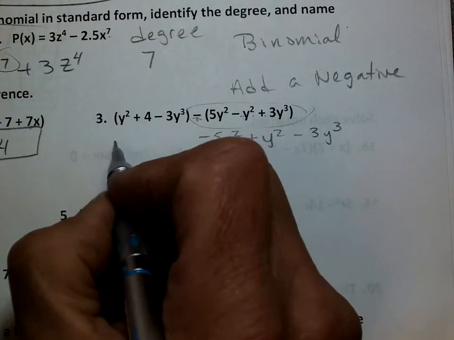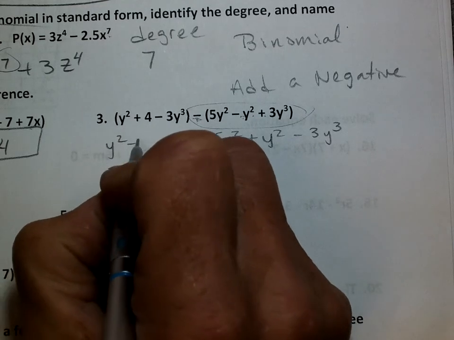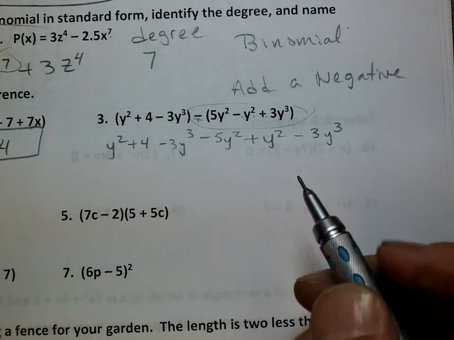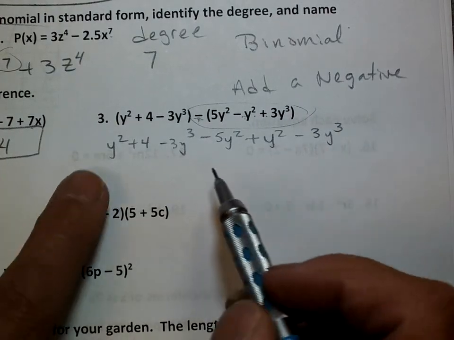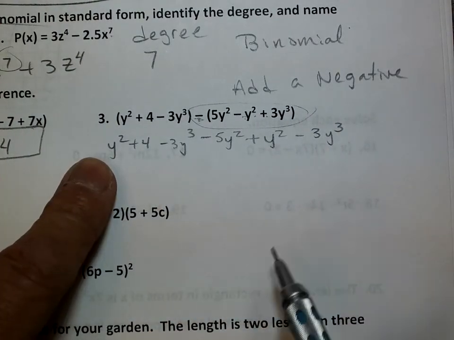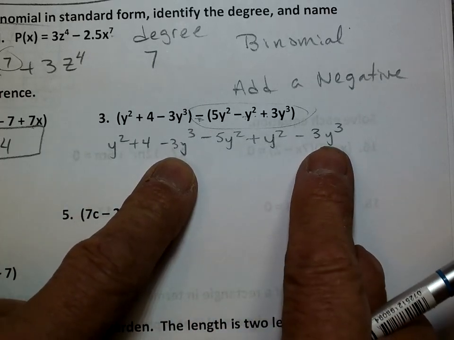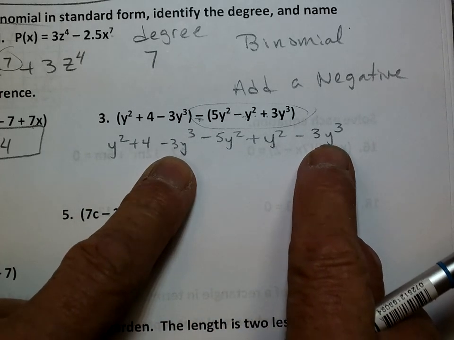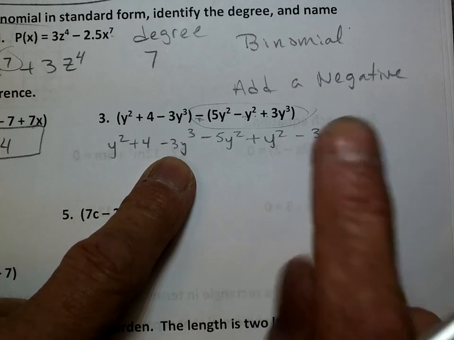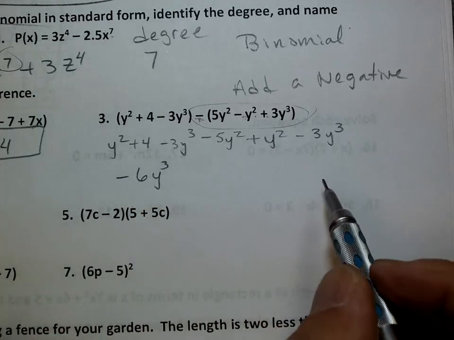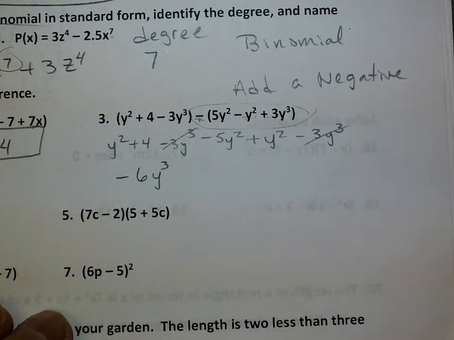Okay? Bring down the y squared plus 4 minus 3y cubed. And then I'm going to combine terms. Here we go. I've got a y cubed, I got a 3y cubed, and I got another 3y cubed. I got negative 3 makes negative 6y cubed. Negative 6y cubed. Okay, I got those done.